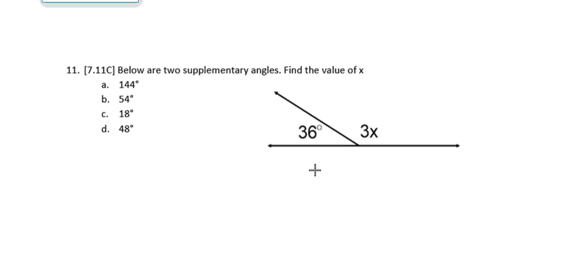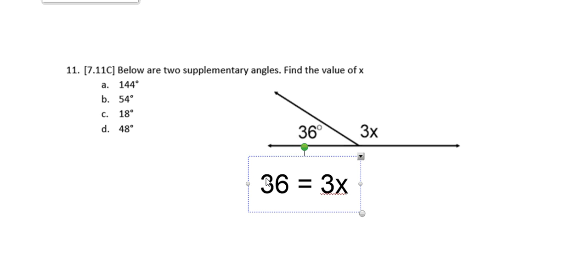All right, I've had a lot of interruptions. This is actually several hours later, but let me finish this up for you. These two angles are supplementary, which means they add up to 180 degrees because they make a straight line. So, the equation that fits with this is 36 plus 3x, or 3 times something, equals 180.